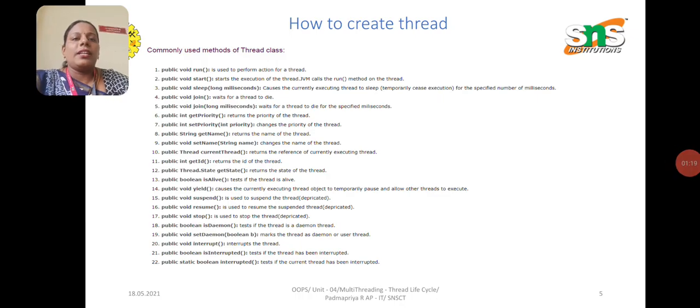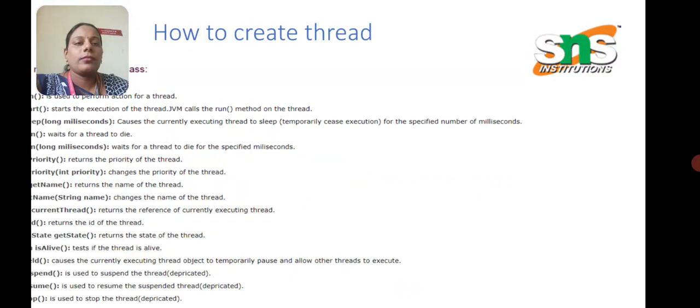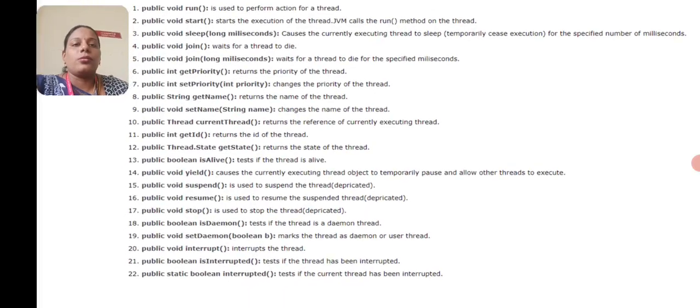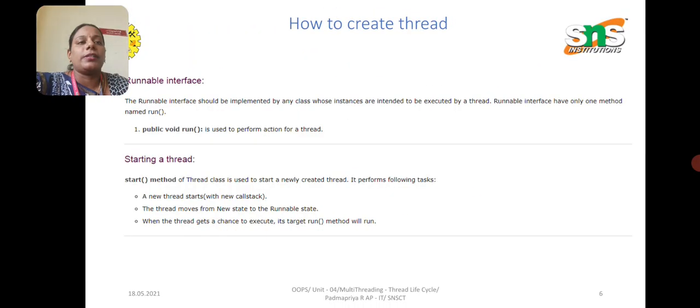Public long getId() returns the id of the thread. Public Thread.State getState() returns the state of the thread. Public boolean isAlive() tests if the thread is alive. Public void interrupt() interrupts the thread. Public boolean isInterrupted() tests if the thread has been interrupted. Public static boolean interrupted() tests if the current thread has been interrupted.